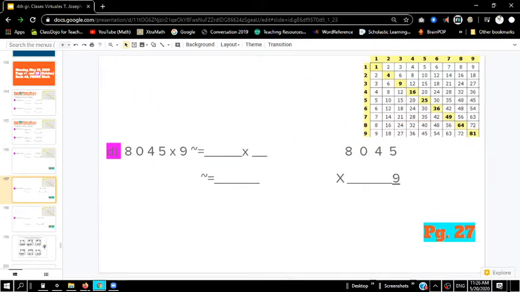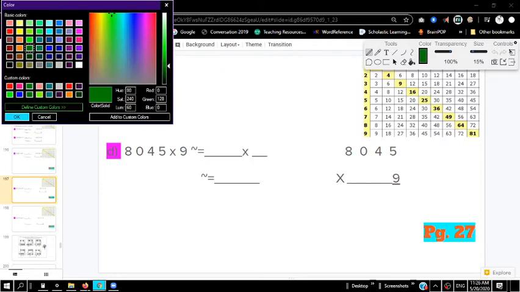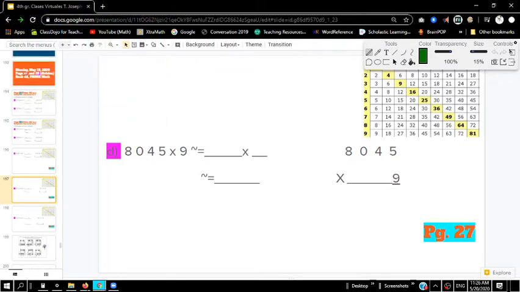Letter D says 8,045 times 9. Again, we're going to estimate this problem, which means that we're going to ask if 8,045 goes up to 9,000 or down to 8,000. Well, we know that it's much closer to 8,000, so we're going to put 8,000 on the blank. We're multiplying this number by 9.